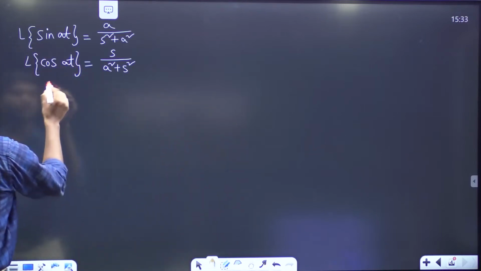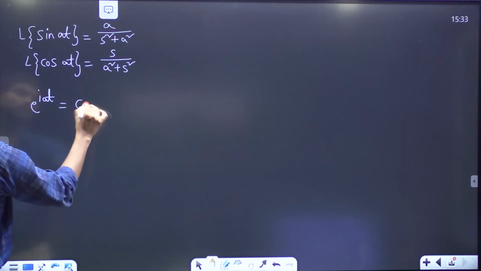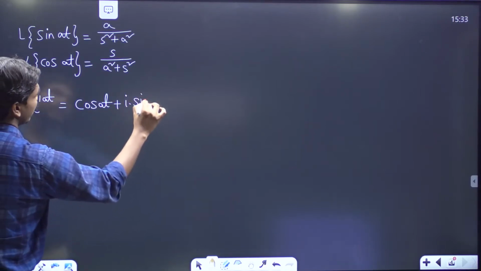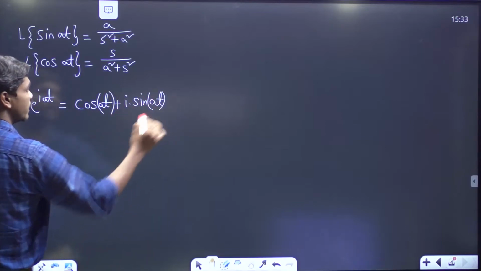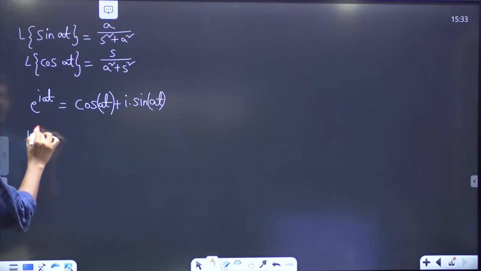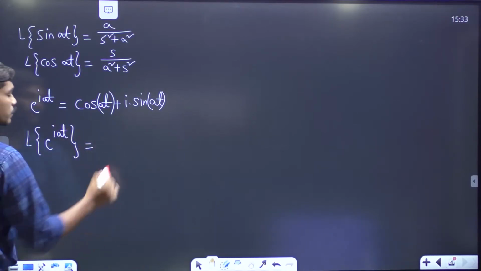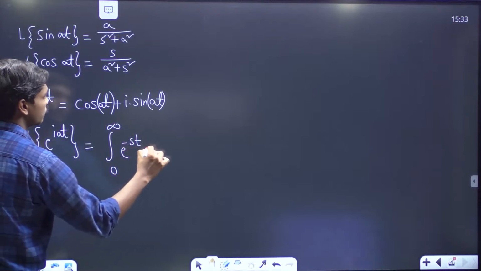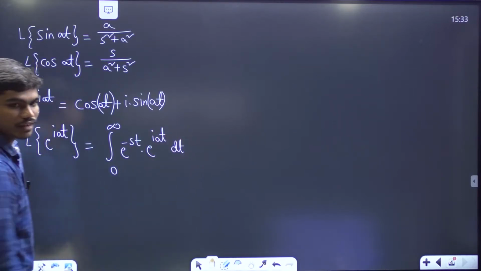So let us try to derive this once. We know e power i at is equal to cos at plus i sin at, correct? This is what we have seen in complex calculus. So now if I find the Laplace of e power i at, this is equal to integral 0 to infinity e power minus st into e power i at dt. This is what we have, correct?